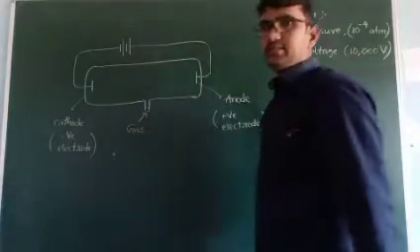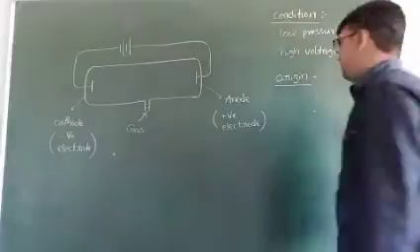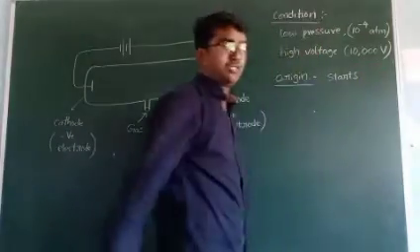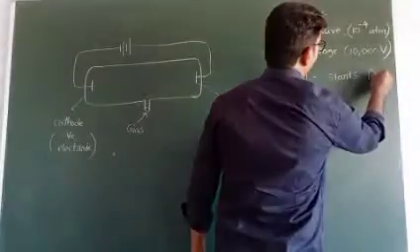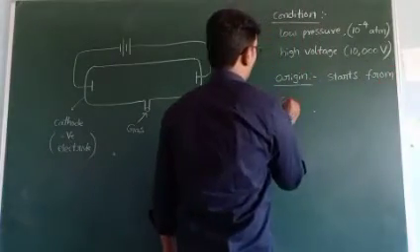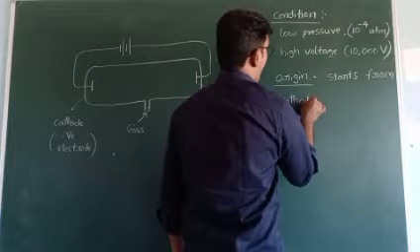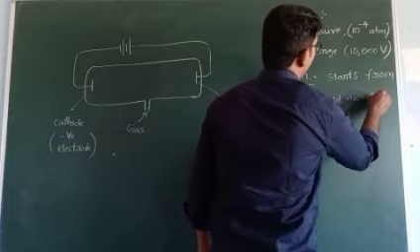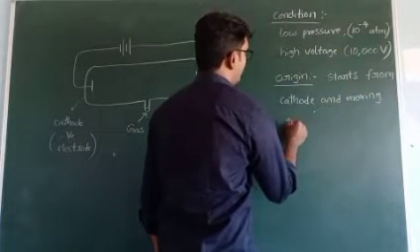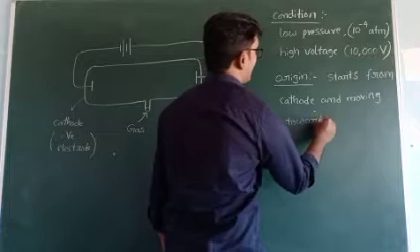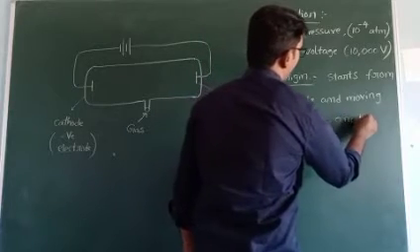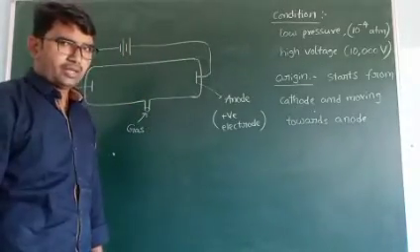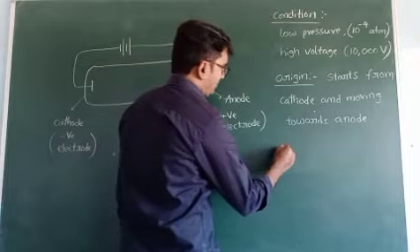Okay, simply, the origin of these electrons is that they start from the cathode and move towards the anode. Very interesting, right? And what are the names?